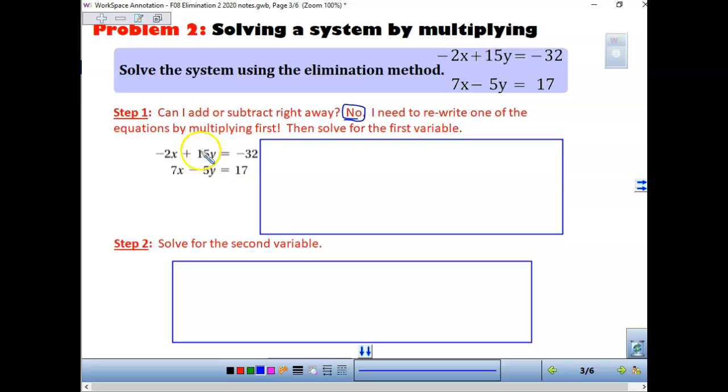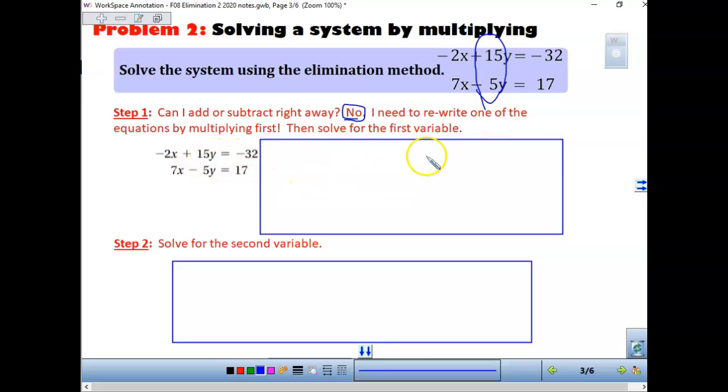Now, I look at these two equations, and a number that 2 and 7 both go into is 14. But I'd have to multiply both equations. Whereas if I look at the y's, what's a number that 5 and 15 both go into?